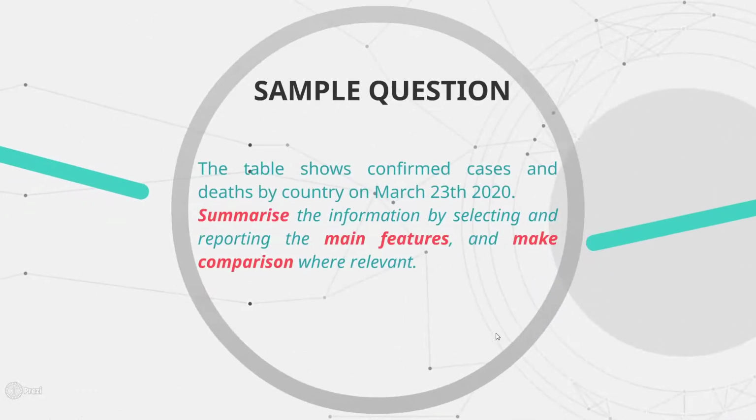Now have a look at this sample question. The table shows confirmed cases and deaths by country on March the 23rd, 2020. Summarize the information by selecting and reporting the main features and make comparison where relevant. For this question, the general statement is: the table shows confirmed cases and deaths by country on March the 23rd, 2020. And your task is to paraphrase this general statement.